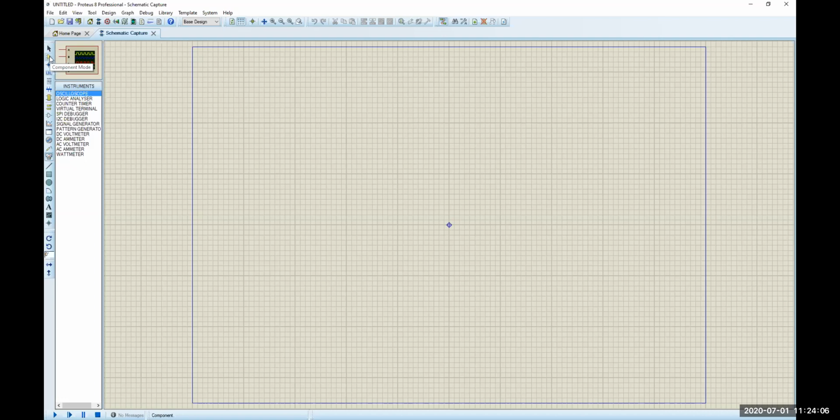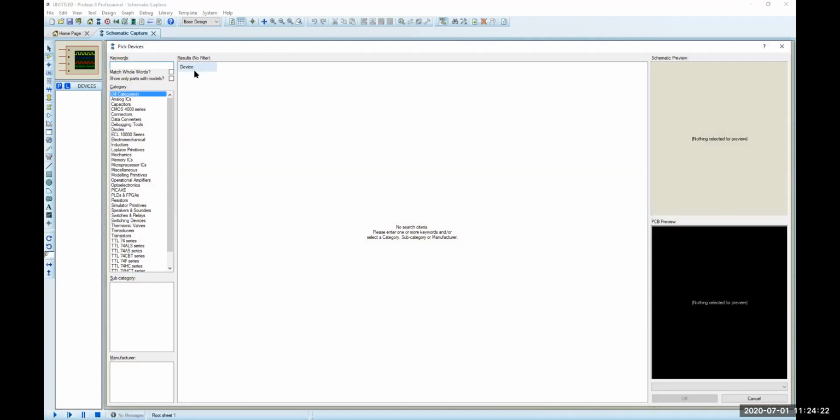Now I want to click the component mode because I want to use some components. So I'm going to click the component. Here you have C, P and L. P means parts, L means library. So I'm going to click P. I need parts. What part? I need diodes.